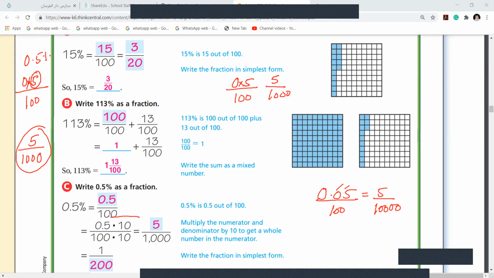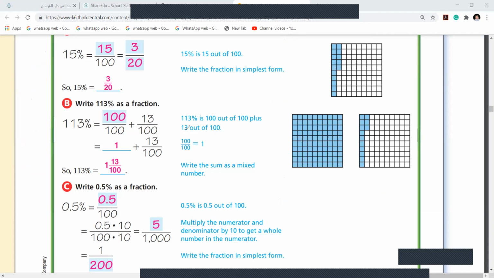Don't do all this. You can directly say it's 5 over 1000. And 5 over 1000, I want to simplify it: 5 ones are 5, this is 10 twos are, and then 2 zeros are left. So your answer is 1 over 200. Understood? Or shall I explain simplification again? No, miss, I understand. 5 by 1000. 5 ones are 5, this is 10 twos, and then 2 zeros are left.